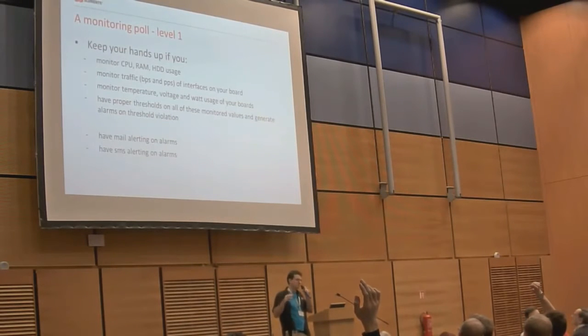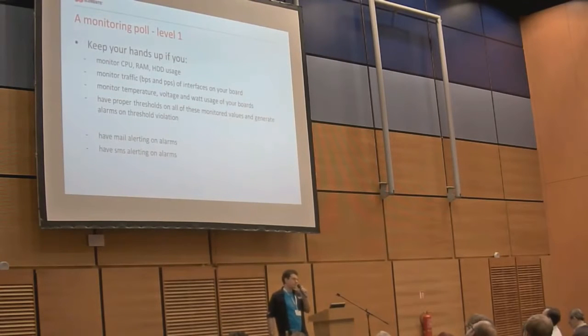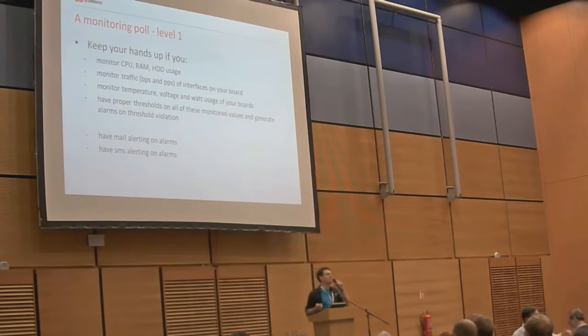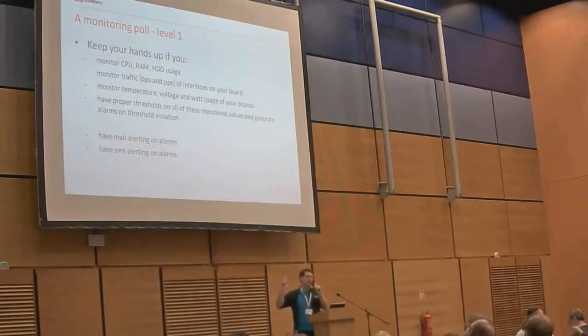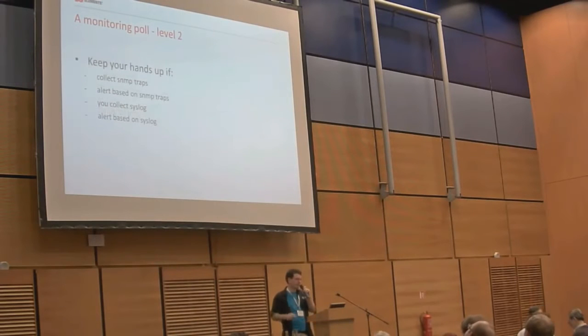If you actually monitor traffic on all of your interfaces, and here I'm saying packets per second and bits per second, okay, less hands. If you actually have proper thresholds and actually monitor these values with thresholds and generate proper alerts, okay, so now we have, okay, still a few hands. If you have email and SMS alerts on threshold violation, okay, about 20 people still. Okay, so this was level 1. You passed level 1. Let's go to level 2.